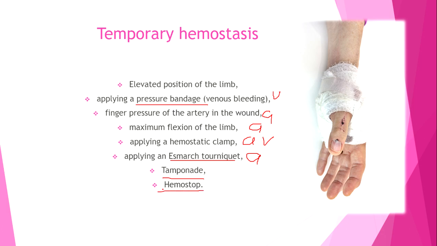Hemostop. It is a special device military uses often. It is made from chitin, and we can add it to the wound, and it tamponades the wound too. You can see on the internet how it looks like.